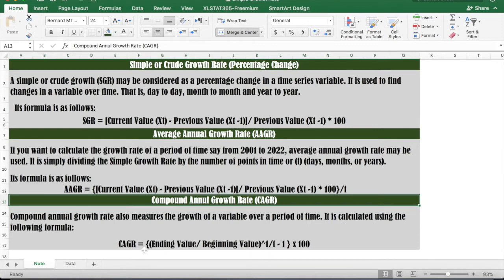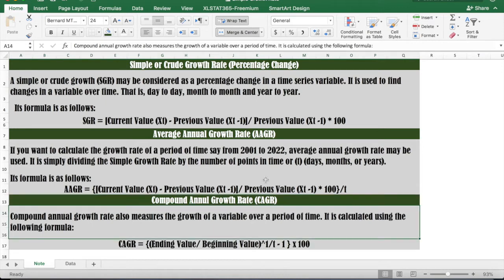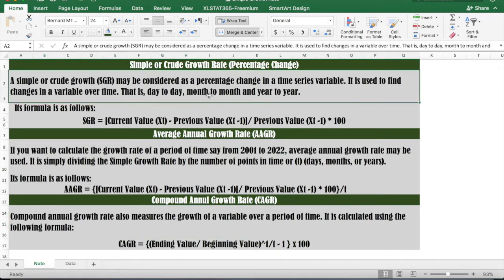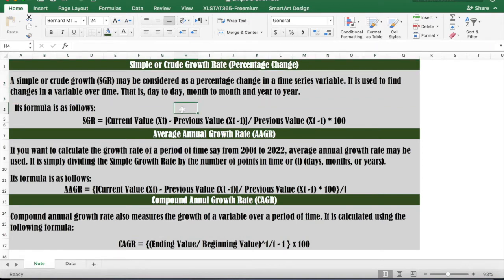Compound annual growth rate is equal to the ending value of a time series divided by the beginning value of the time series, raised to the power 1 over the number of points in time or t. This whole thing minus 1, and then multiplied by 100. Now you have learned about these three types of growth rates. Next, I will show you how we can calculate these growth rates using time series data.